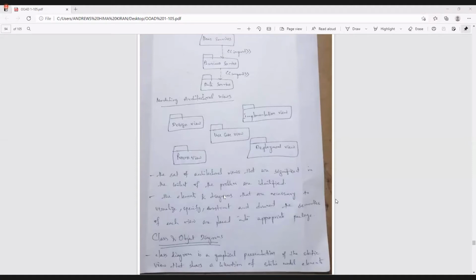Sir, actually we have only 4 in modeling architecture views, but why do we include use case views? Sir, actually I read about this in a blog.